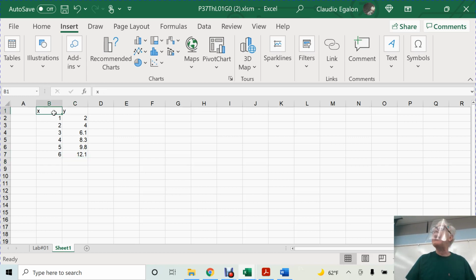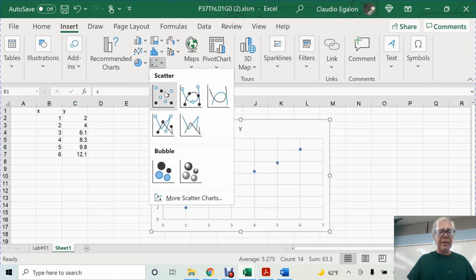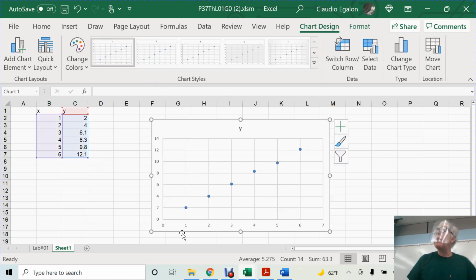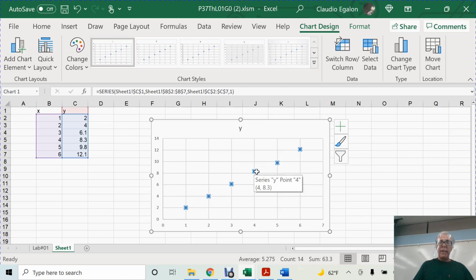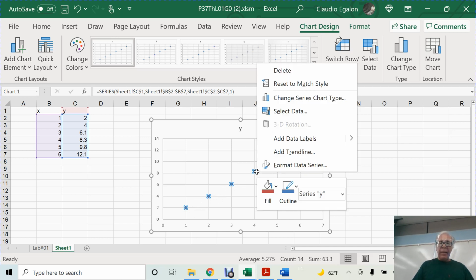You already know how to plot the graph, right? Highlight those two columns, insert. Follow exactly what I'm doing. Plot the graph. Now, to get the regression equation, click one of the data points. Everything should be highlighted. All the data points should be highlighted. Right click on one of the data points, add trend line.